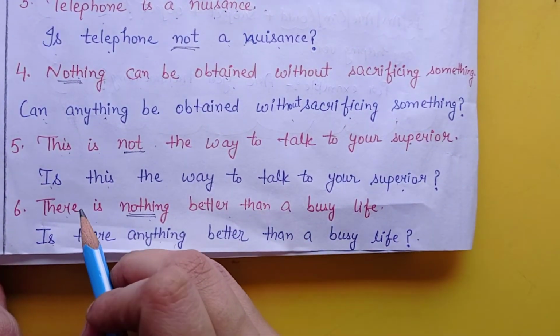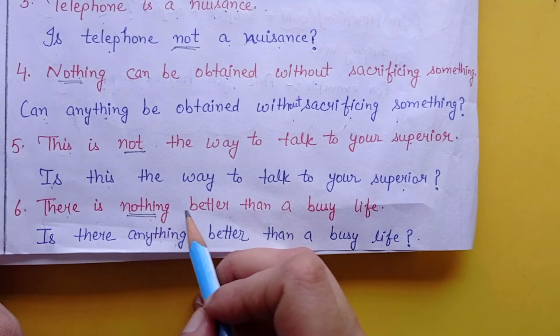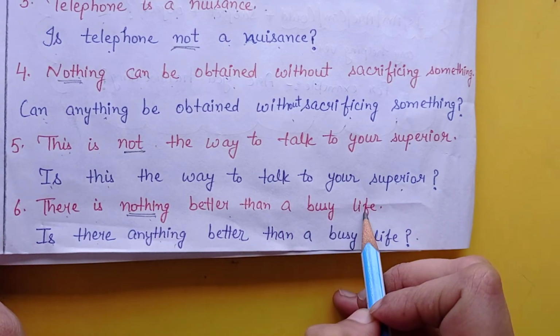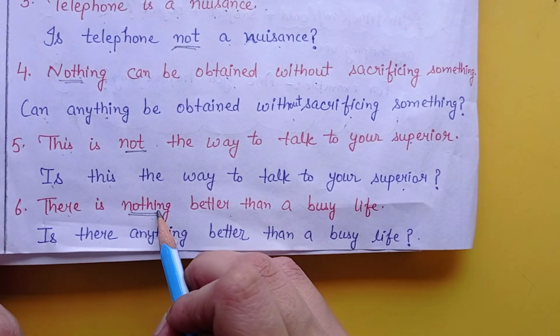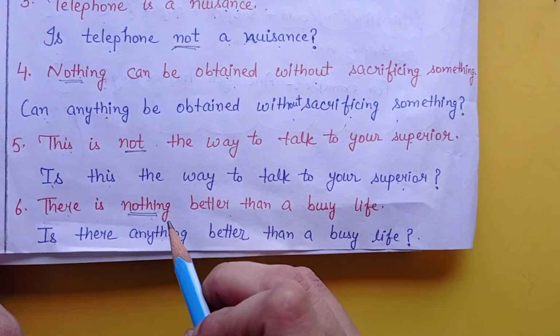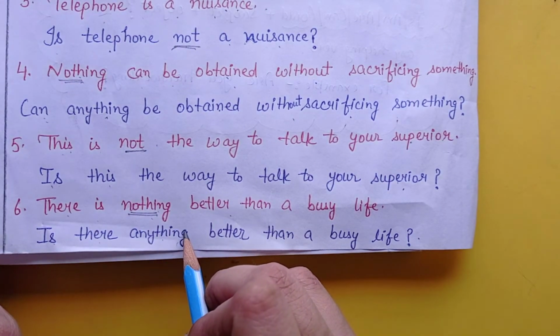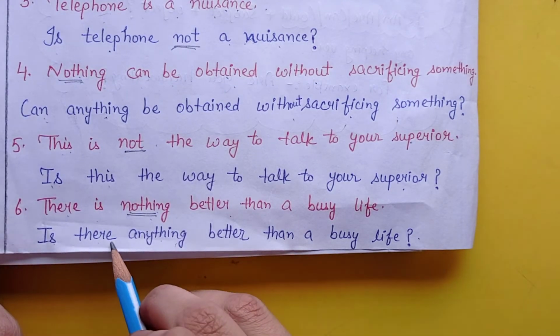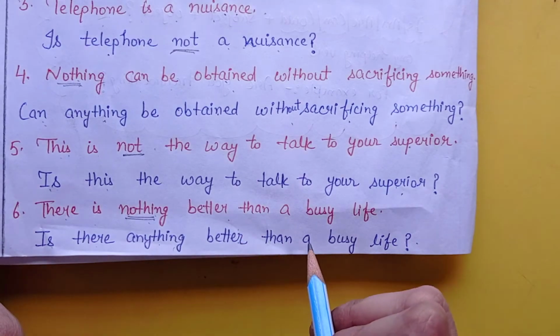Now, sixth is, there is nothing better than a busy life. Now the given assertive sentence is again negative. So the interrogative that will be formed must be positive. So you can write, is there anything better than a busy life?